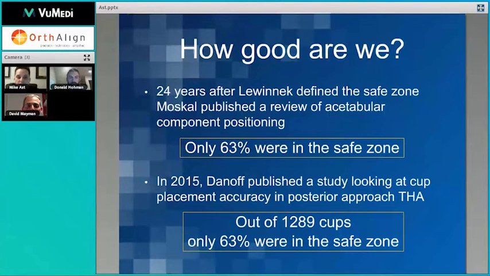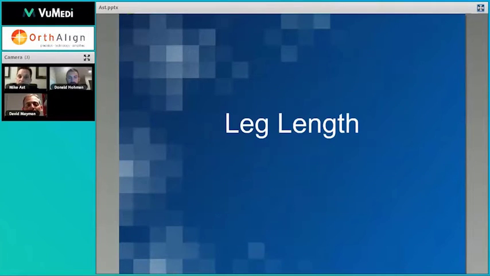And we've seen with this paper, which was published by Jonathan Danoff, who was at Columbia at the time, that only 63% of his cases that he reviewed fell into that safe zone. Now, the point of his paper wasn't just that the safe zone was important, but simply that that was their target, and they had difficulty achieving that target predictably in every case.